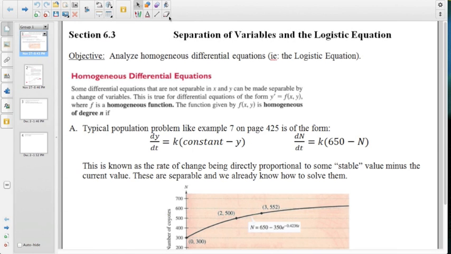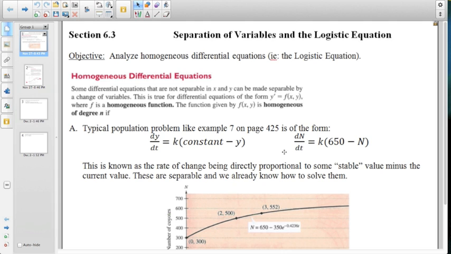When we're looking at differential equations, one of the applications is what we call a logistics equation. A logistics equation has a slightly different form. It's a differential expression that equals an expression that has a constant times something in brackets, where we might have a number like 650, for instance, minus n.